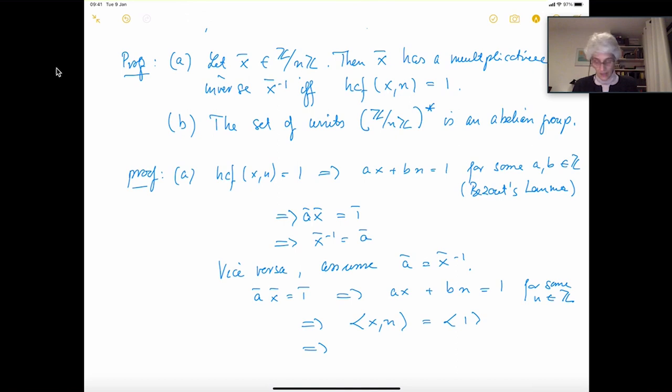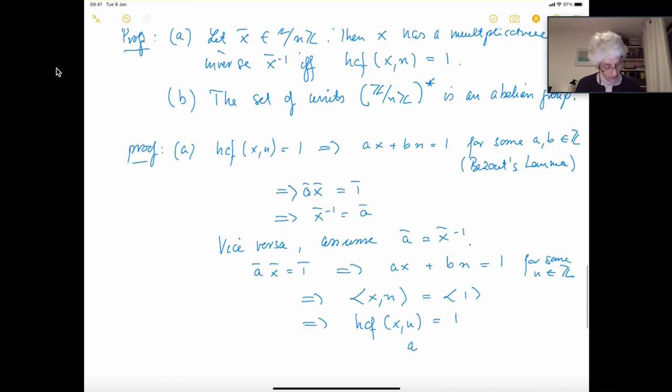But this immediately now implies that the highest common factor of x and n is equal to 1, because we have seen before that the subgroup generated by x and n, this is a subgroup of Z and therefore itself has to be cyclic and hence generated by one element. And we proved before that this is generated by the highest common factor of x and n.